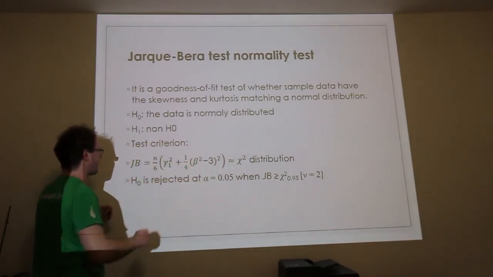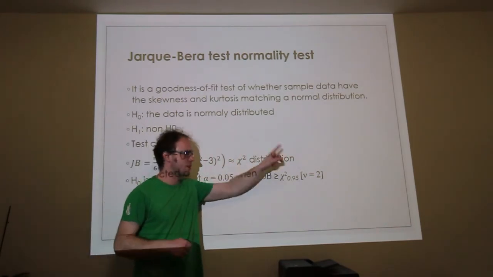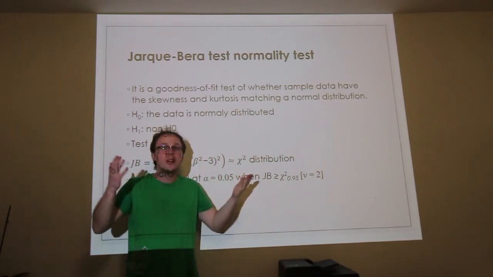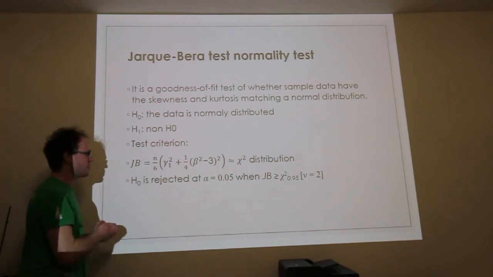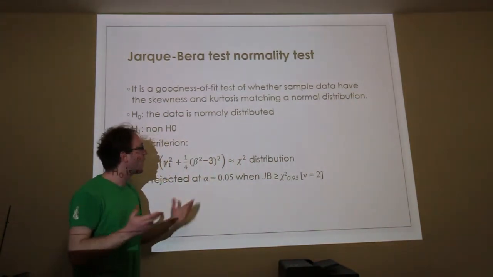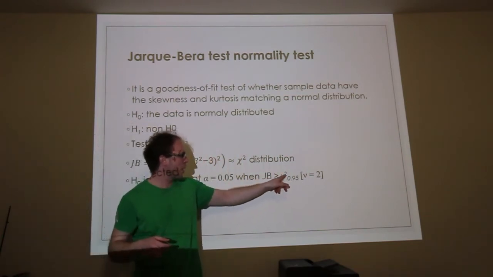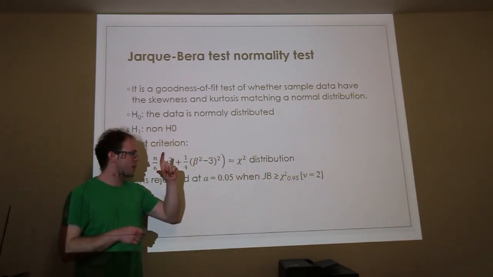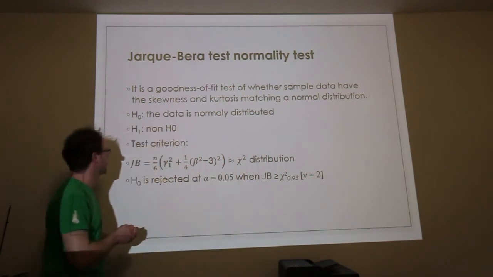So this Jarque-Bera JB test statistic has chi-square distribution, because chi-square distribution is used in the case of goodness of fit tests. H0 is rejected at 5% significance level when the Jarque-Bera test statistic is higher or equal to the chi-squared quantile 0.95 with 2 degrees of freedom.